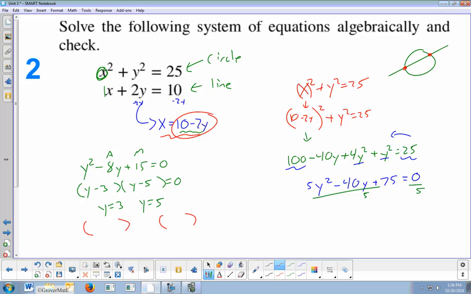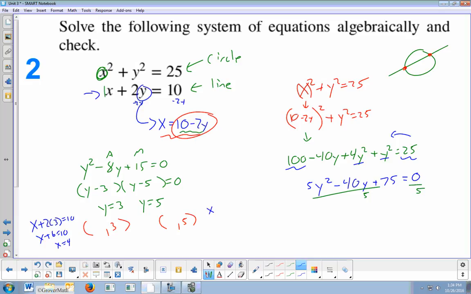But now I need to find the x values. And just as we did with the parabola linear system, I'm going to substitute it back in. And in this case, I'm going to still use the linear equation, x plus 2y. So that'd be x plus 2 times 3 equals 10, just replacing my y with what I found. That's x plus 6 equals 10, minus 6, x equals 4.